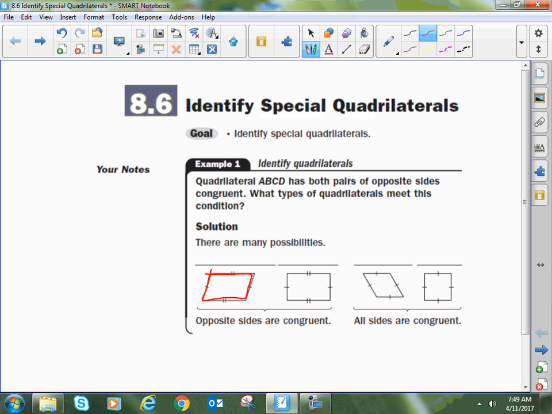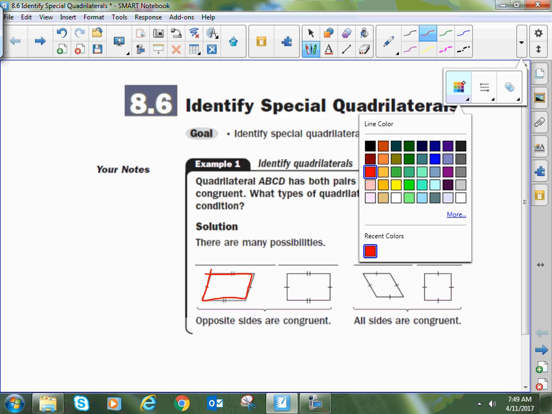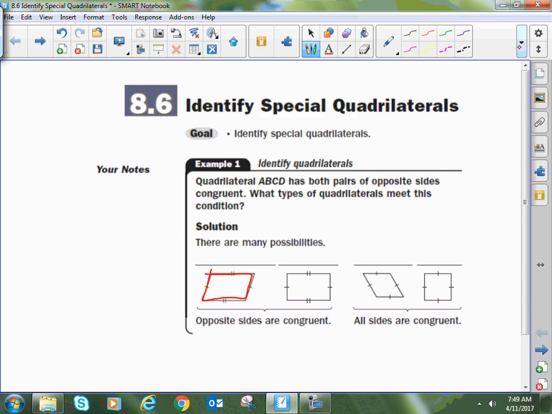Now looking at the next one, this one here in blue, a lot of people are going to look at that one and say, well, the opposite sides are congruent to each other, and it looks like a rectangle, so it must be a rectangle. And if you tell me that that figure in blue is a rectangle, I'm going to ask you to identify where it has right angles. You can't say, well, it looks like it has right angles. You have to be able to justify in some way there's right angles there.